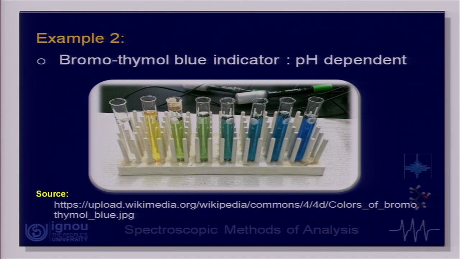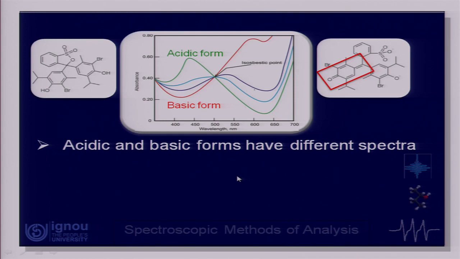It is a typical common indicator, and this picture shows the pH dependence of the color of this indicator. We find that in acidic medium it is very faintly yellow colored. As the pH increases, becoming alkaline, it turns to blue color. Okay. Now, let us look at the spectra of bromothymol blue at different pH values.